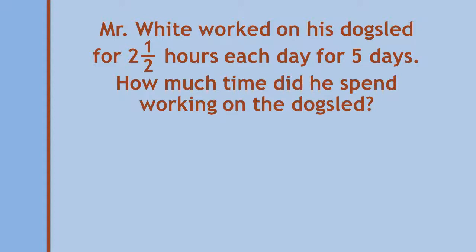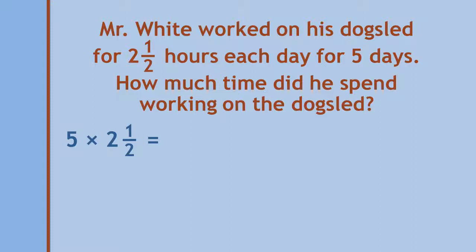Okay, let's take a quick look at a word problem. We are going to read the word problem, and then we are going to do a multiplication problem that involves mixed numbers. So Mr. White worked on his dog sled for 2.5 hours each day for 5 days. How much time did he spend working on the dog sled? So he worked on it for 2.5 hours each day for 5 days. So we would set up the problem to look like this. 5 times 2 1/2.